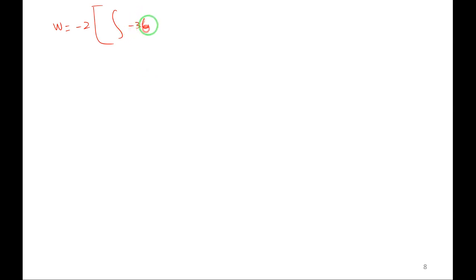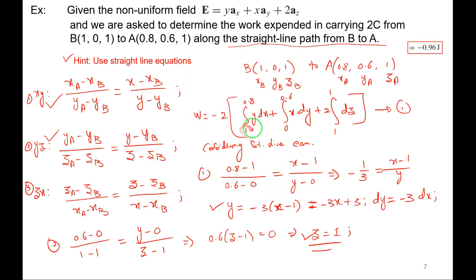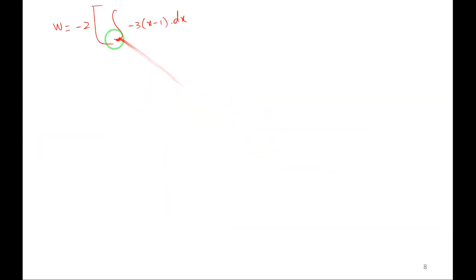Minus 3 into x minus 1 into dx. So the x coordinate remains the same, 1 to 0.8. I will write it here: 1 to 0.8. Next, the second one.